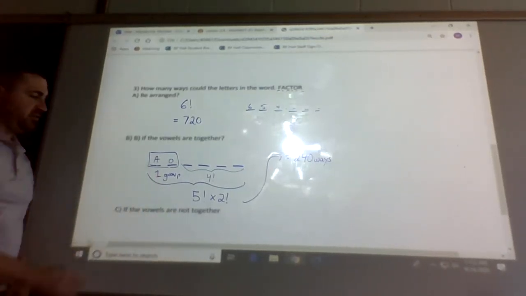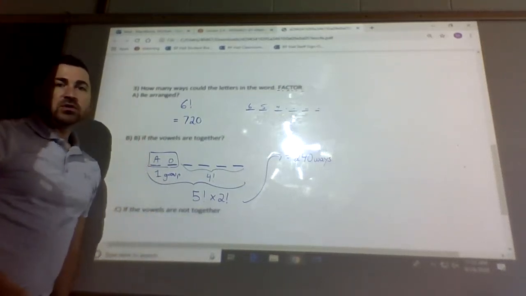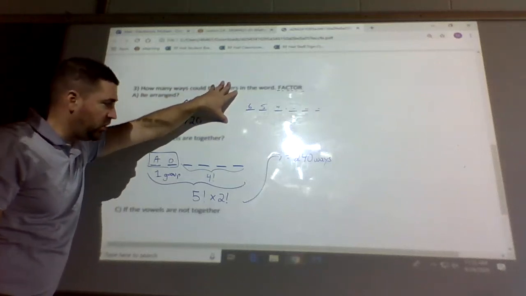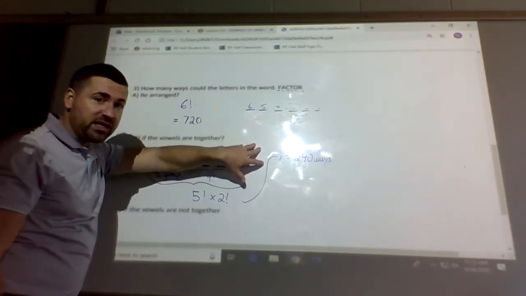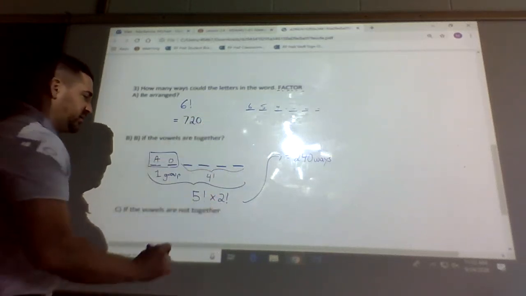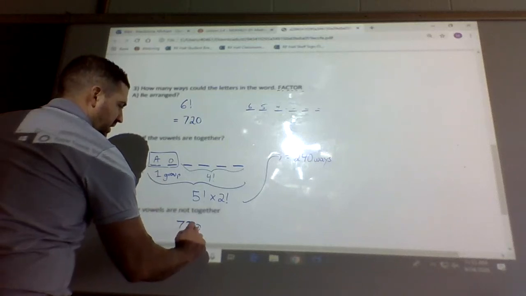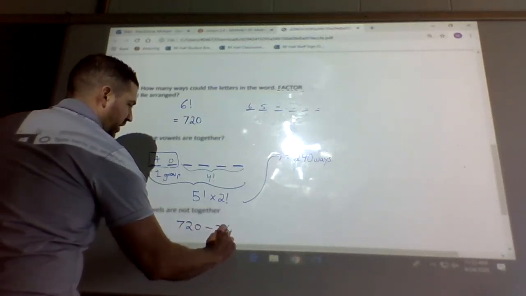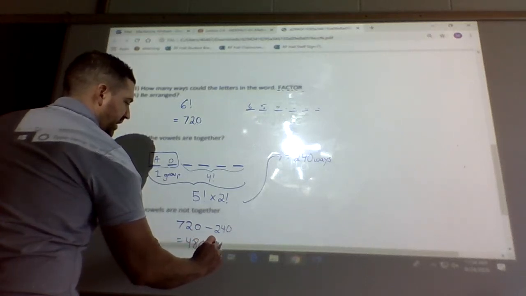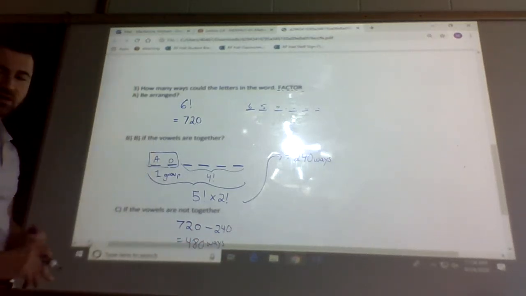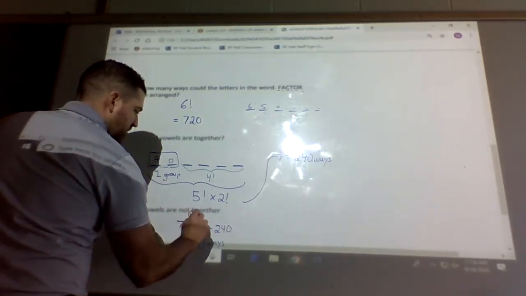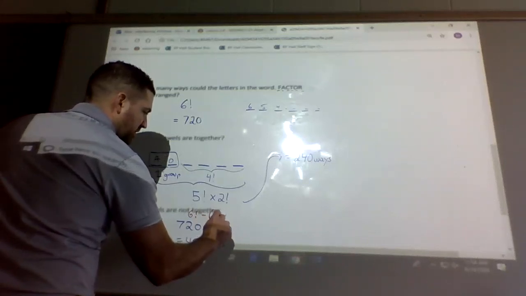Okay, and the last one, if the vowels are not together, is the same as yesterday. This is the number of ways in total. This is the number of ways they are together. To find the number of ways they're not together, we just subtract. So if we take 720 and subtract 240, we get 480 ways they cannot be together. If you want to put the factorials in the question, it'd be 6 factorial, subtract 5 factorial times 2 factorial.